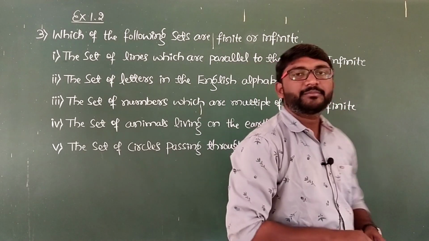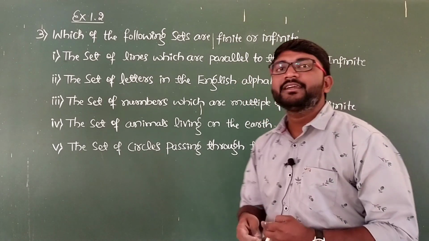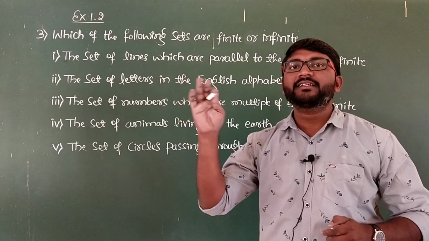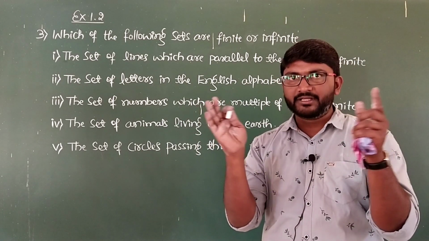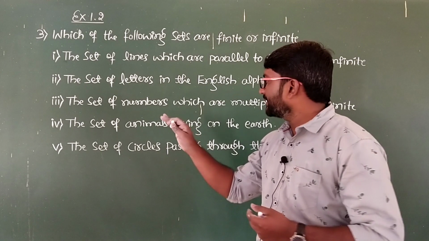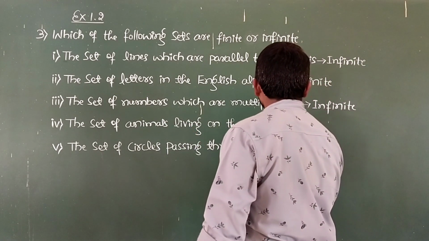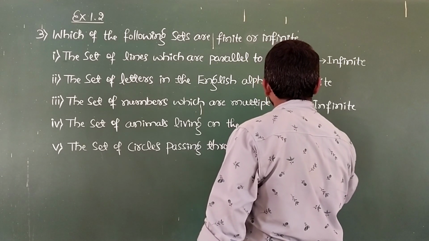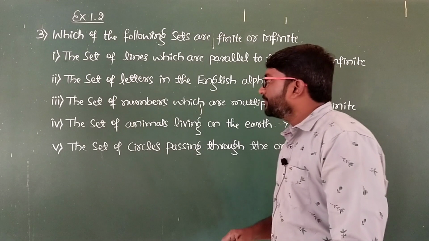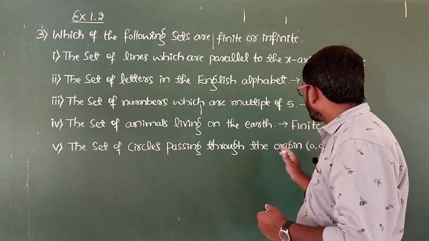Now take up the Roman number 4, the set of animals living on the earth. There is an exact count of the animals living on the earth. That means it has a countable number of animals, therefore it is a finite set. Now go for the last one, Roman number 5, the set of circles passing through the origin.